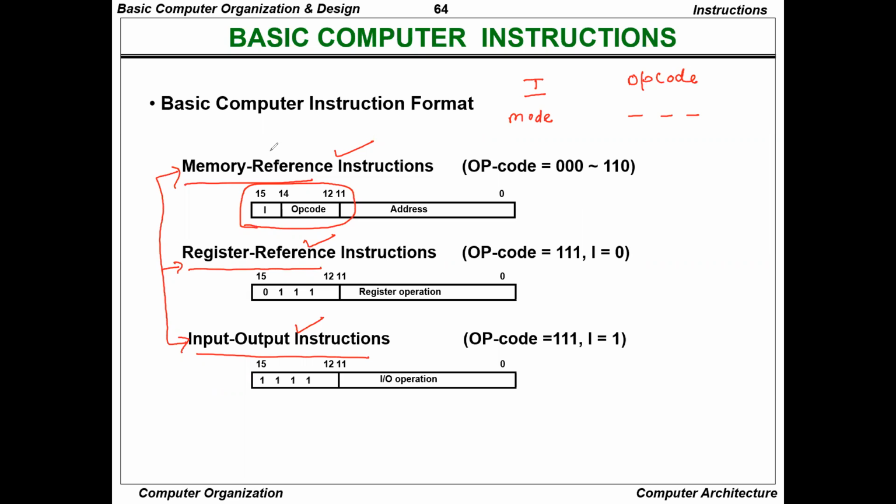Now, first of all, we will try and understand what is the memory reference instruction. अगर आपके opcode की वैल्यू 000 से लेकर 110 के बीच में है, that means 0 से लेकर 6 तक है। I repeat, अगर आपको पता करना है कि आपकी इंस्ट्रक्शन मेमोरी रेफरेंस है, आपकी इंस्ट्रक्शन रजिस्टर रेफरेंस है, या आपकी इंस्ट्रक्शन इनपुट आउटपुट रेफरेंस है, तो सबसे पहले आप ऑप कोड की वैल्यू चेक करेंगे। अगर आपकी ऑप कोड की वैल्यू 000 से लेकर 110 है, तो इसका मतलब क्या है? That your instruction is a memory reference instruction.